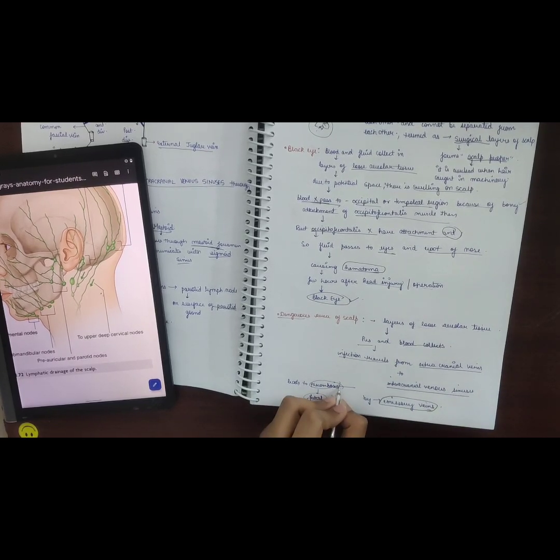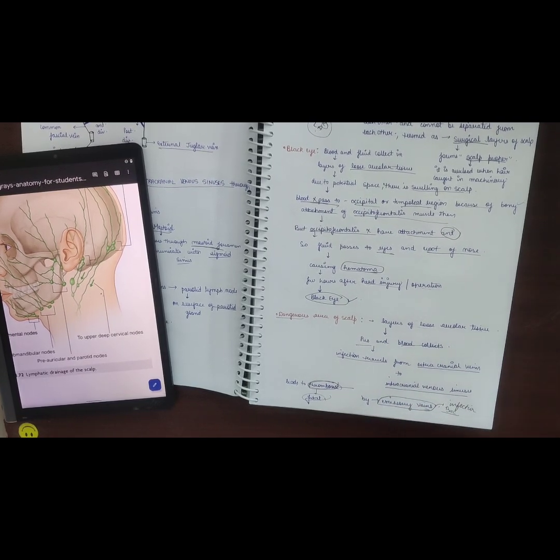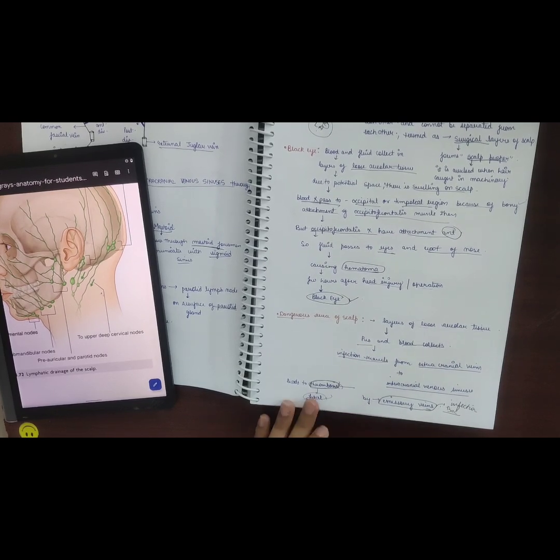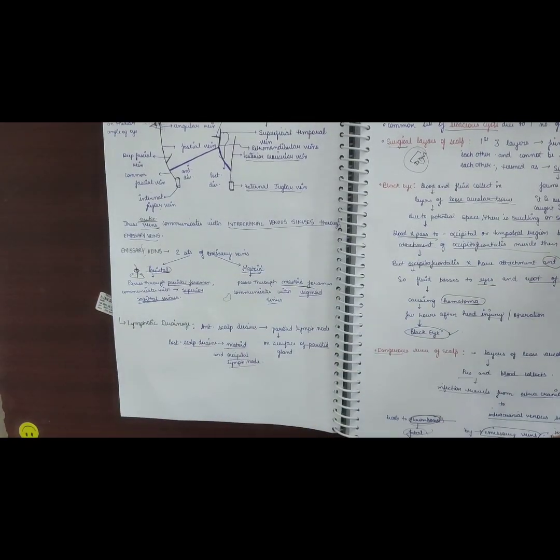So in these emissary veins, we can have thrombosis, and we can even have bacterial infection through these veins. And when there is thrombosis or a blood clot due to these emissary veins, it can also be fatal.